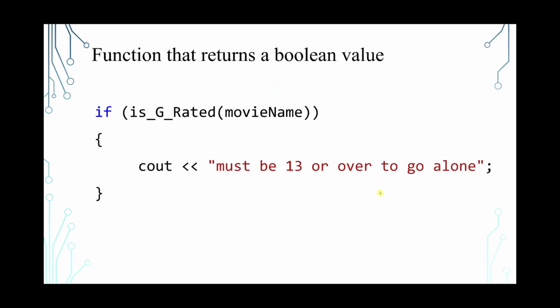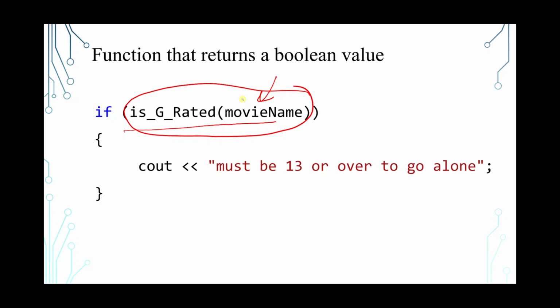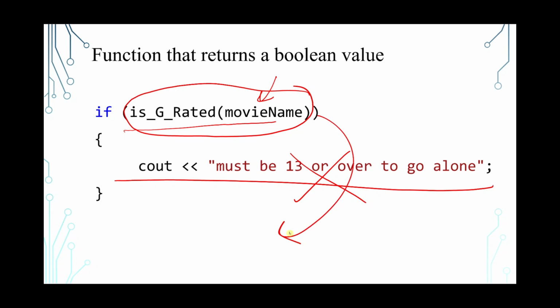So here's a function that returns a Boolean value. So is the movie G-rated? And you provide the movie name. If that function, and you would know about functions in CS131, but a function is a sequence of statements grouped together. It's like the callable unit, right? So if the total result is returned as true, then you would print must be 13 or over to go alone. If it's false, you don't print this one because no need to print this statement, right? And you would skip printing this statement or this warning.